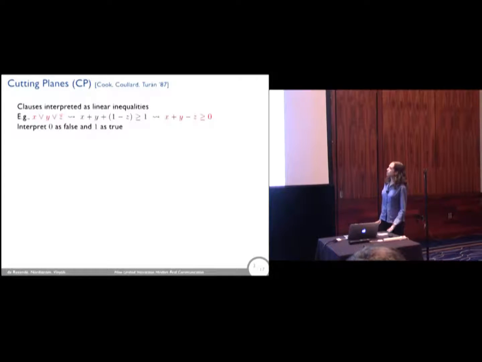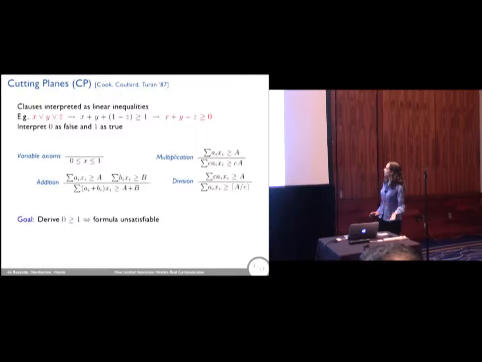So the proof system we're interested in is cutting planes. And here clauses are interpreted as linear inequalities. We interpret 0 as false and 1 as true. So if we have a clause like x or y or not z, we translate this to x plus y minus z greater or equal than 0.